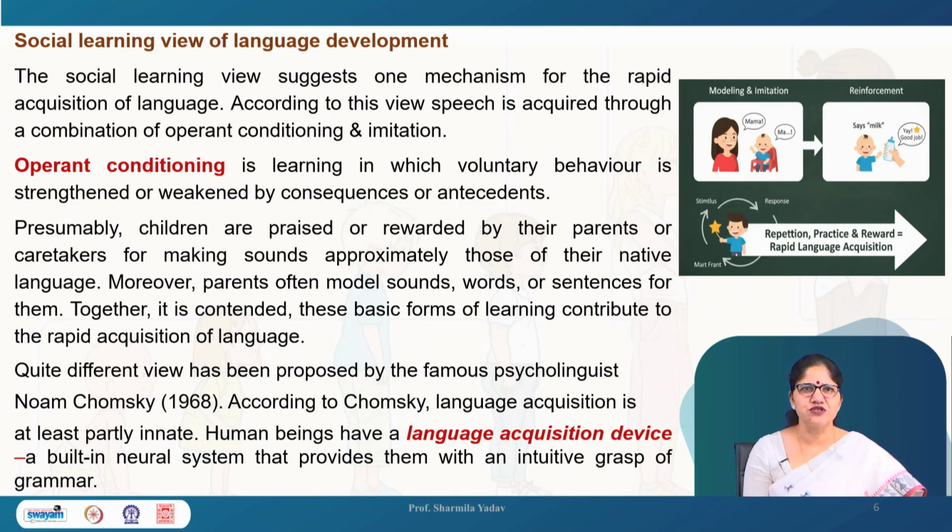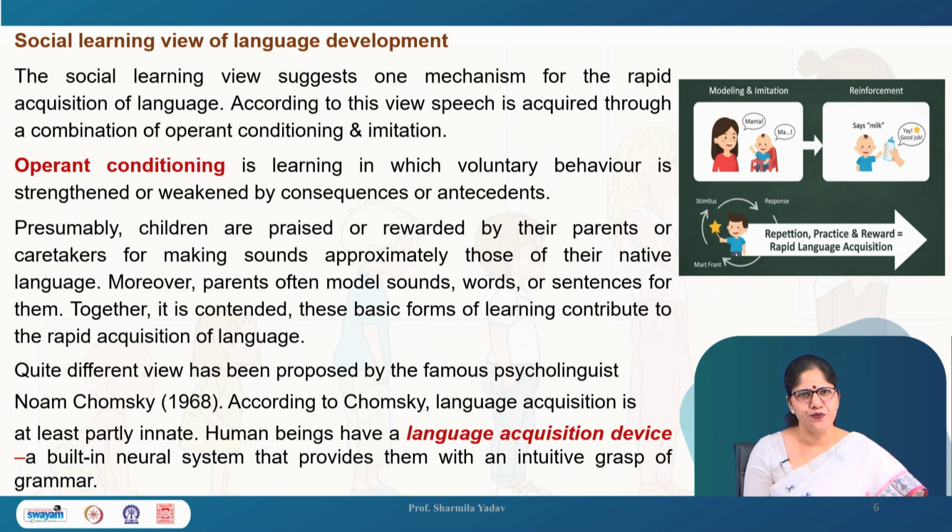Social learning view of language development. The social learning view suggests one mechanism for the rapid acquisition of language. According to this view, speech is acquired through a combination of operant conditioning and imitation. Operant conditioning is learning in which voluntary behavior of the child is strengthened or weakened by consequences or antecedents. Presumably, children are praised or rewarded by their parents or caretakers for making sounds approximately those of their native language. Moreover, parents often model sounds, words, or sentences for them. Together, it is contended, these basic forms of learning contribute to the rapid acquisition of language.